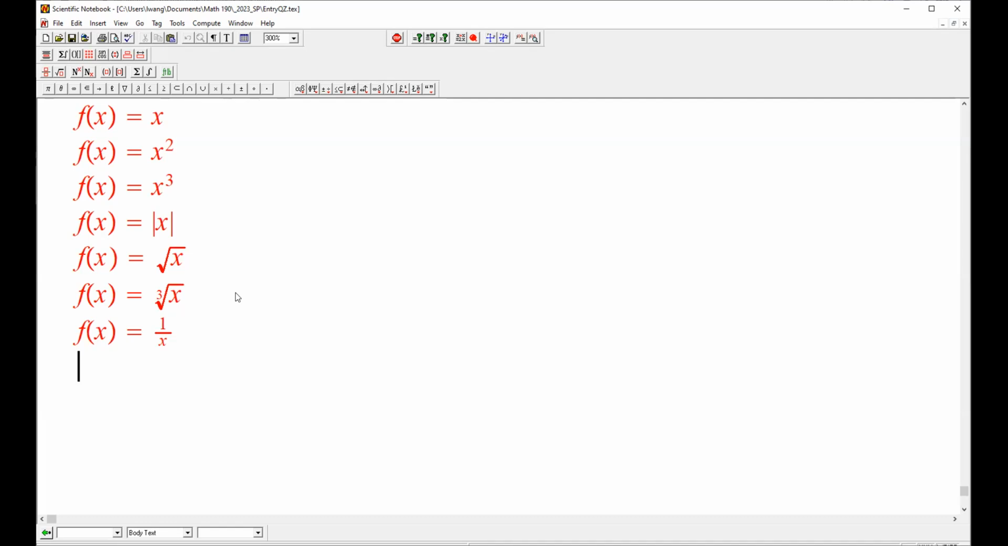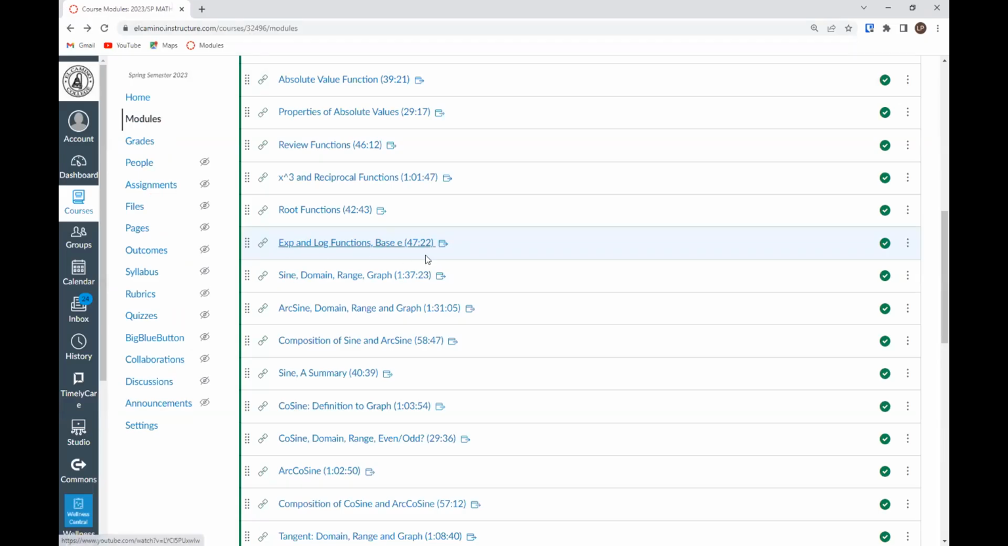Now another subcategory of functions is f of x equals exponential and logarithm functions, e to the power x. You're going to use them all the time. ln x. In calculus, you're going to use e to the power x and ln x. To get you familiar with it, let's go back to the lesson. Exponential log functions, base e.